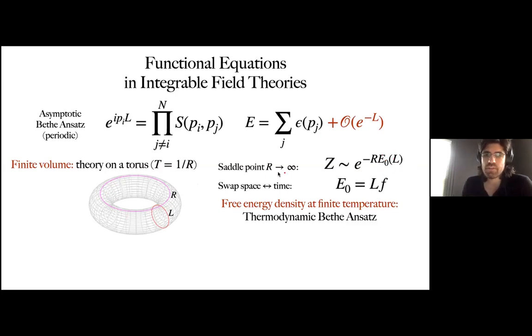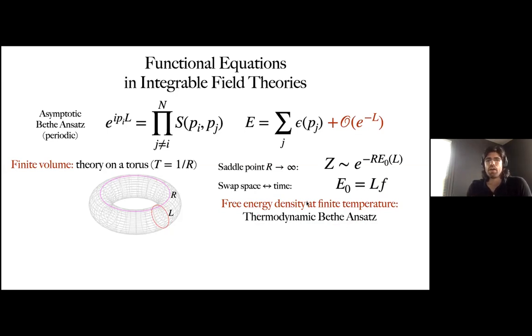And now the advantage of doing that is that by swapping space and time, so changing these directions, now we regard what used to be the space as now periodic time. And so this amounts to computing the same partition function, but now the interpretation is that this partition function is a thermal partition function at finite temperature and infinite volume. And the advantage of that is that now, computing quantities at finite temperature and infinite volume, we have a sort of technique for that, which goes by the name of thermodynamic Bethe ansatz. And the thermodynamic Bethe ansatz is the first instance where a functional equation shows up.